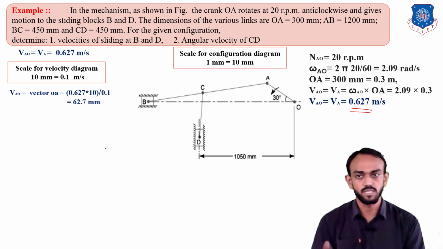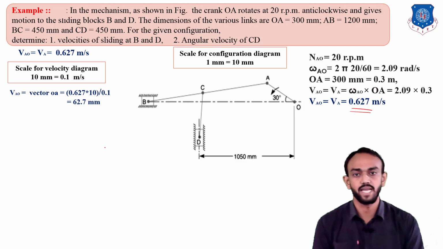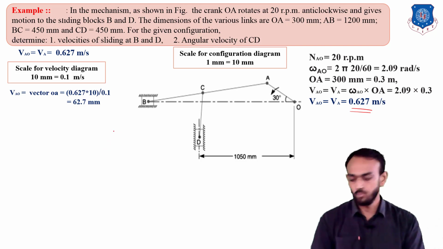Okay, very easy calculation is there. Let's start the velocity diagram. So rule number 1, all fixed points will be on an origin point. So I will take here one origin point, and which fixed point will I locate here? Only one fixed point is there, which is O.